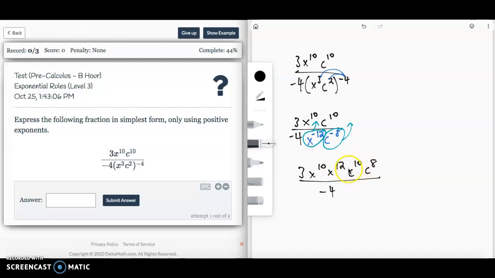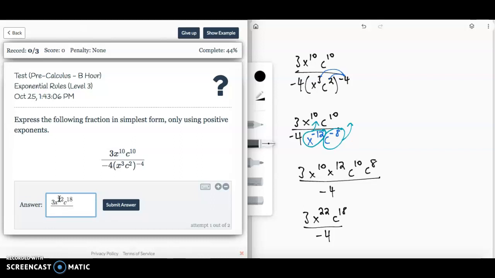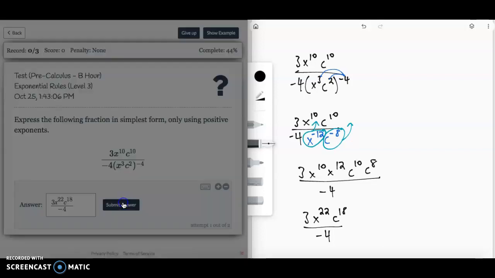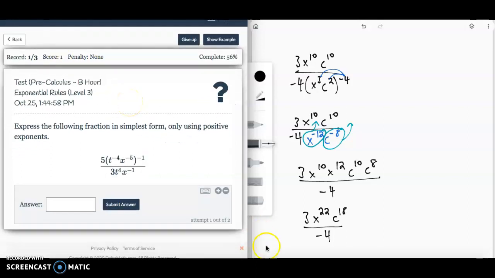And then since you can multiply the exponential expressions that have the same base, you add their powers. So I'll have 3 and then x to the 22nd, because 10 plus 12 is 22, and then c to the 18th, 10 plus 8, and then on the bottom my negative 4. So 3x to the 22nd, c to the 18th, divided by negative 4. Beautiful. All right, let's try another one.